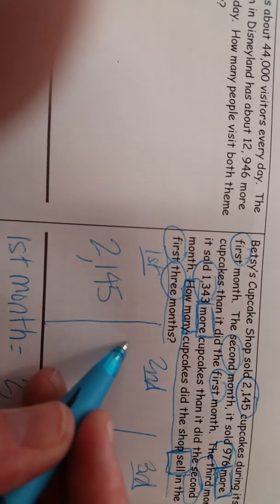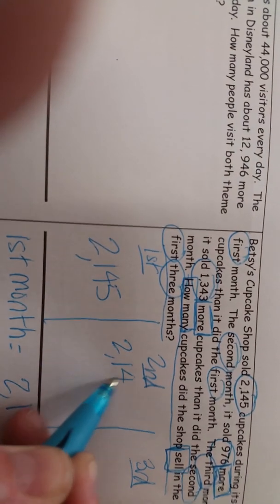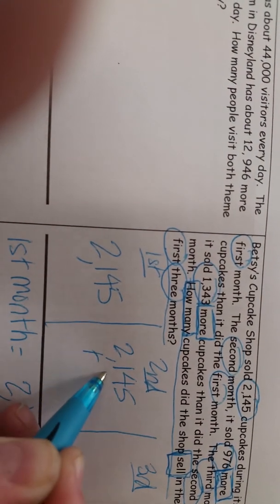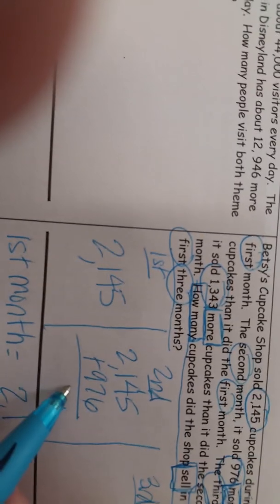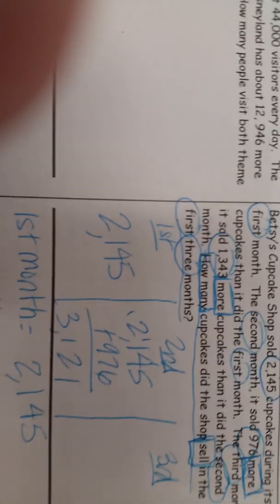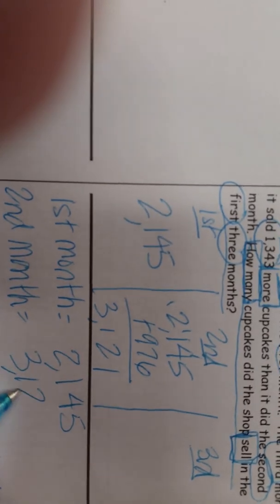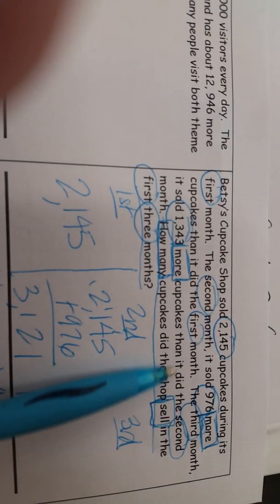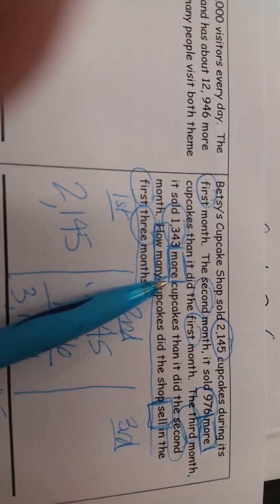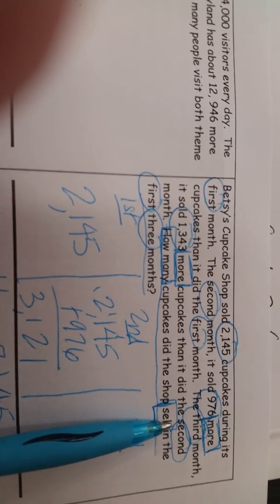So that means I have to take the first month and add the second month. So that means the second month, and make sure to line these up, is 3,121. Now the third month. The third month, it sold 1,343 more cupcakes than the second month.